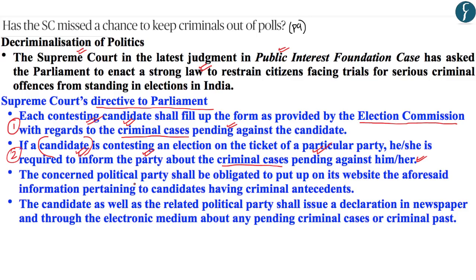And after receiving this information from the candidate, the concerned political party will have to put up this information on the website. And apart from this, the candidate as well as the related political party will also have to issue a declaration in newspapers and electronic mediums about any information on the criminal past of that particular candidate.